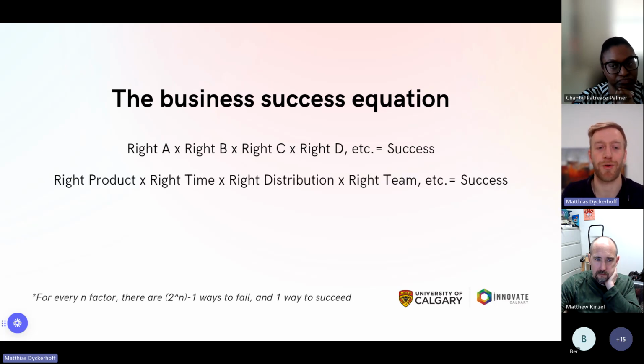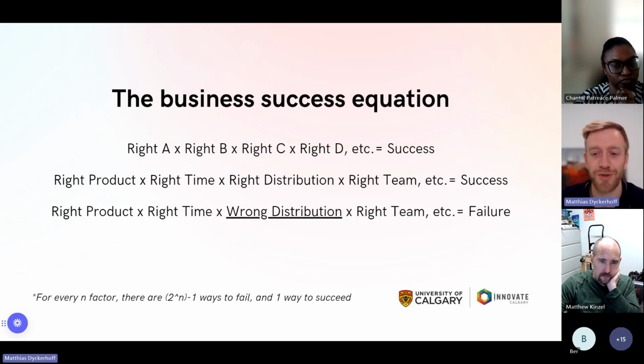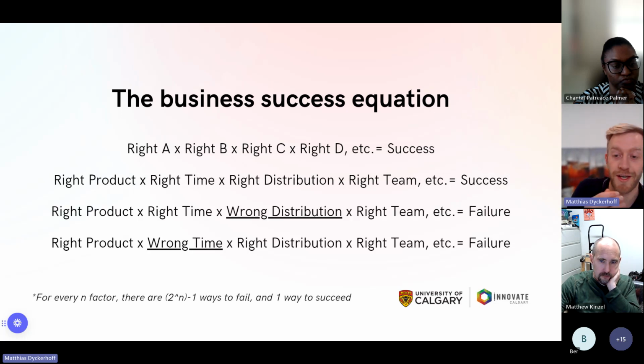For example, if you have the right product at the right time with the right distribution and the right team, et cetera, then you maybe have some level of success. But the right product at the right time with the wrong distribution, or the wrong time, has led to failure, right? So some products are before their time. Some products just have trouble reaching their audiences.